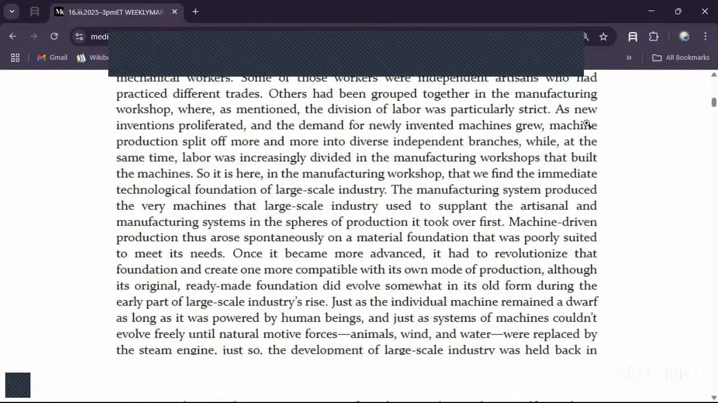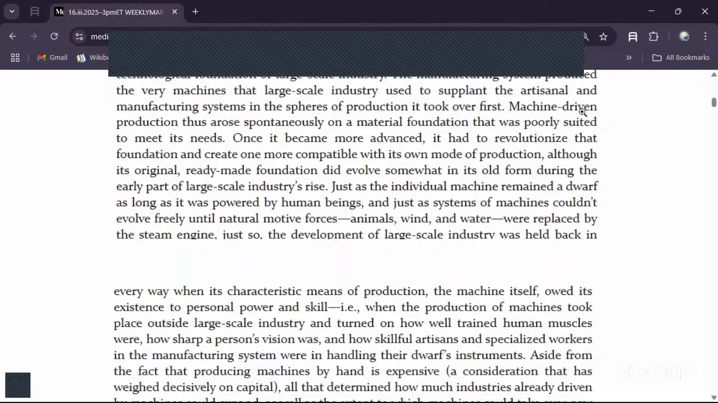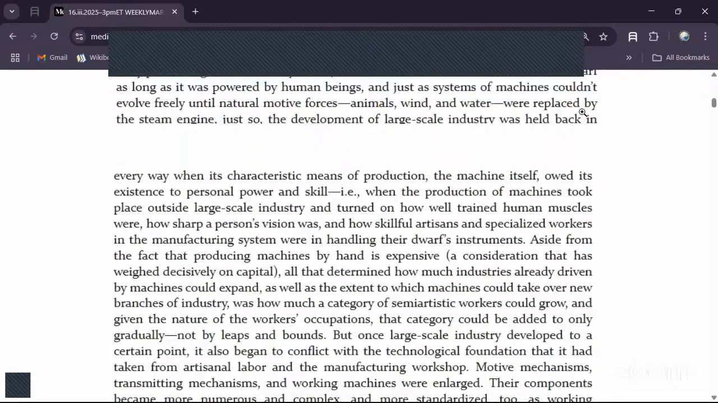Just as the individual machine remained a dwarf as long as it was powered by human beings, and just as systems of machines couldn't evolve freely until natural motive forces, that is, animals, wind, and water, were replaced by the steam engine, just so the development of large-scale industry was held back in every way when its characteristic means of production, the machine itself, owed its existence to personal power and skill, i.e., when the production of machines took place outside large-scale industry and turned on how well-trained human muscles were, how sharp a person's vision was, and how skillful artisans and specialized workers in the manufacturing systems were in handling their dwarfs' instruments.